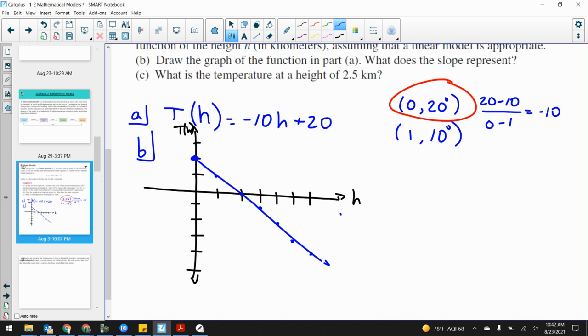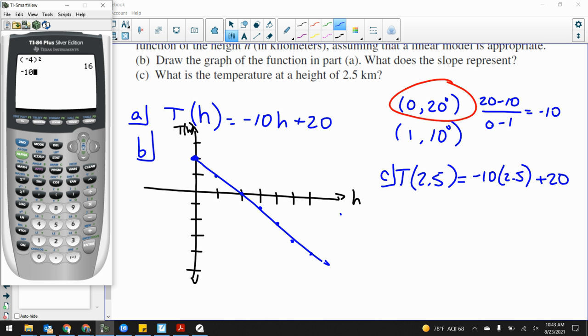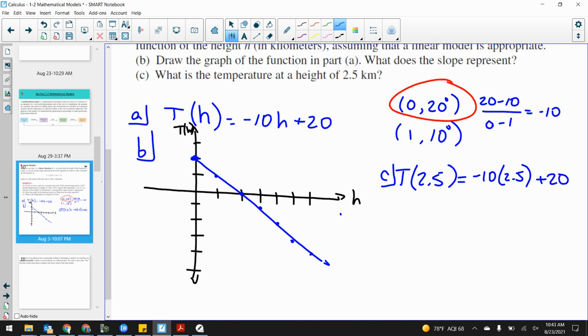What is the temperature at a height of 2.5 kilometers? So we're using what we know and assuming it's linear and saying, okay, predict the future. What's going to happen at 2.5 kilometers? Well, we're really going to be finding T of 2.5, right? We don't have to just use the graph because we have an equation that we're using to model. So T of 2.5 is negative 10 times 2.5 plus 20. So let's figure out what that is. Negative 5. Temperature at 2.5 kilometers is negative 5 degrees Celsius.